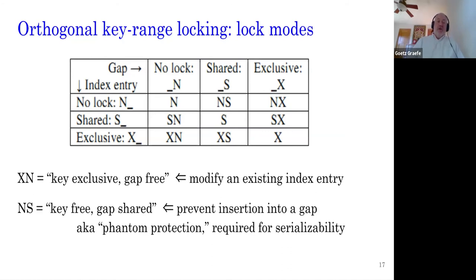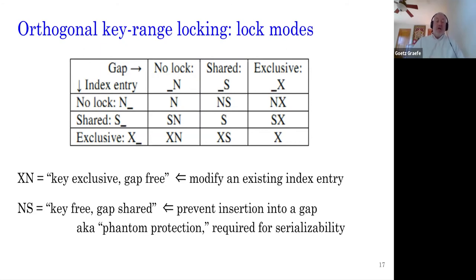So each lock that you acquire, each time you invoke the lock manager, you basically specify 2 lock modes, one for the index entry and one for the succeeding gap. So an XN lock means you lock the key in exclusive mode, but you don't lock the following gap at all. And that gives you the concurrency control right to modify an existing entry. You cannot delete it. You cannot erase it completely, but you can modify some non-key columns of that entry.